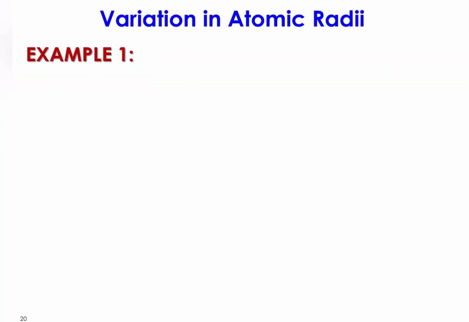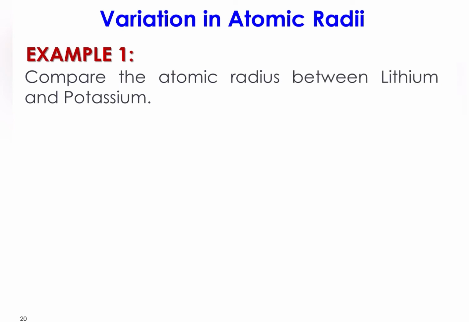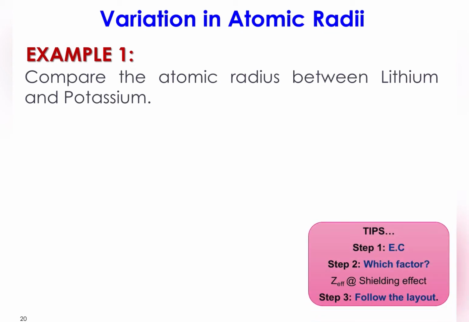For example 1, you have to compare the atomic radius between lithium and potassium. I've got a few tips for you to understand. The first step, you need to write the electronic configuration first. I'm going to write the electronic configuration for lithium and potassium.